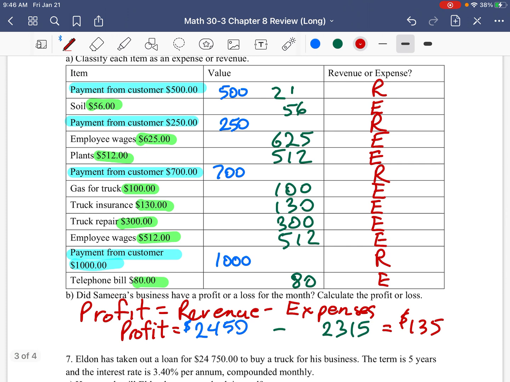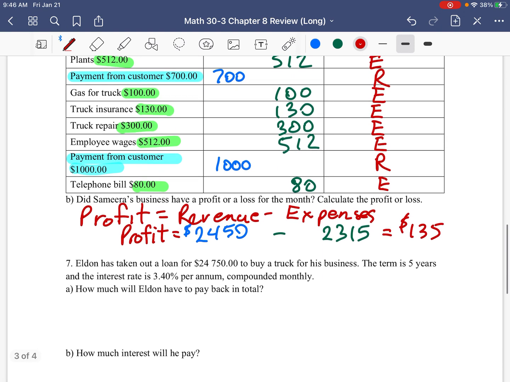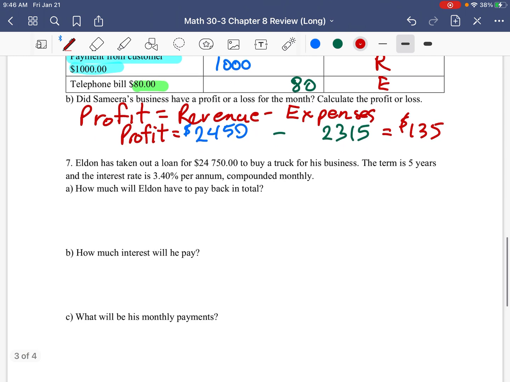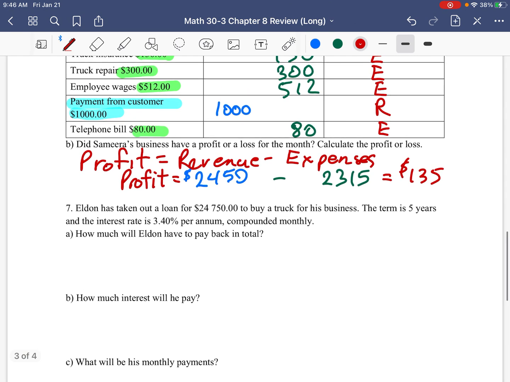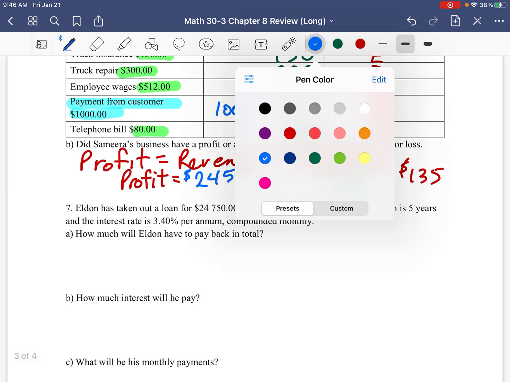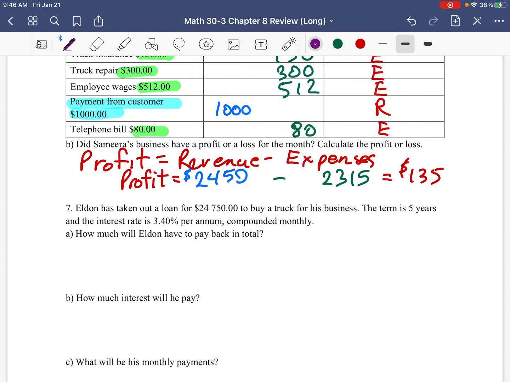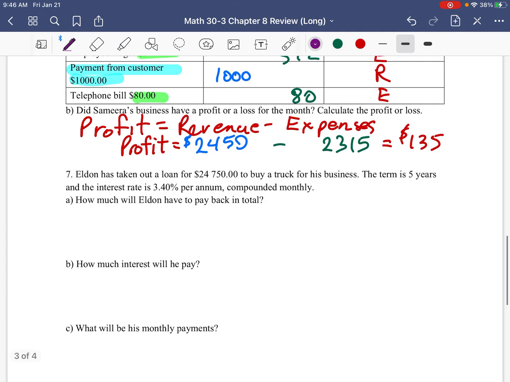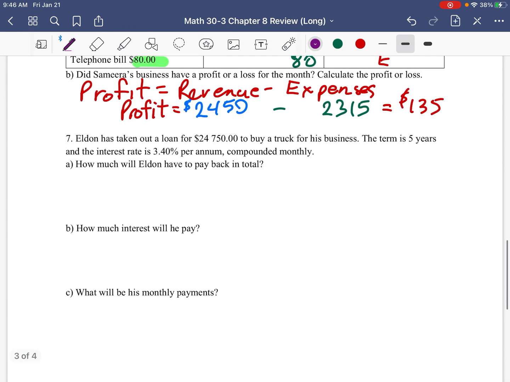That kind of sucks. You work hard in a month and you make $135. That's what I feel like after I pay all my bills. Anyway, not to begrudge small business, backbone of the economy. Now, I'm going to change colors just because I can.